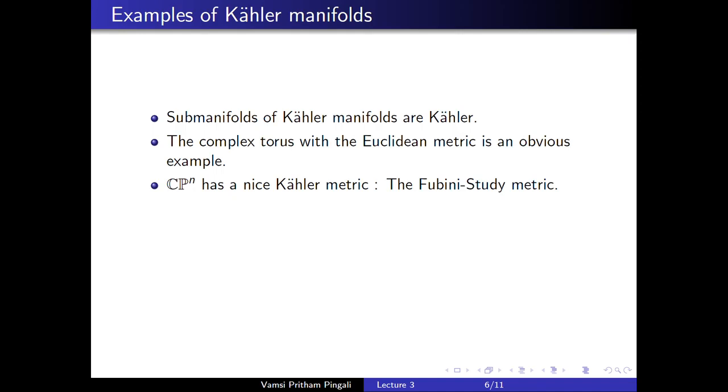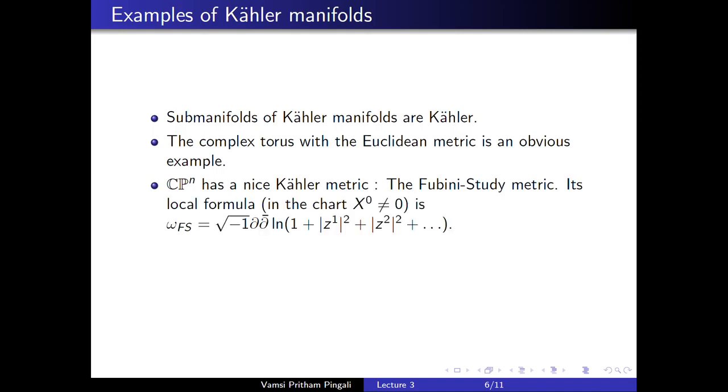If I show you the formula, it won't be clear why I'm calling it nice, because it's horrible to look at, right? So we'll take our favorite coordinate chart. x0 is non-zero, so you take x1 over x0 as z1, x2 over x0 as z2, etc. The Fubini-Study metric formula, and I'm going to write the formula of the associated (1,1) form. Okay, as always, square root of minus 1 times del bar del of log of something.